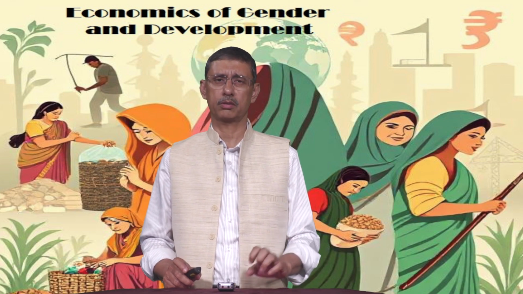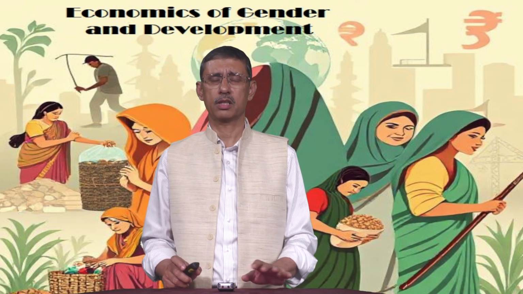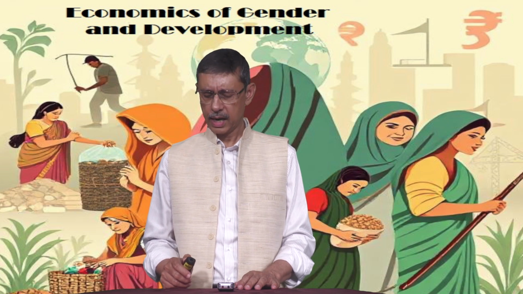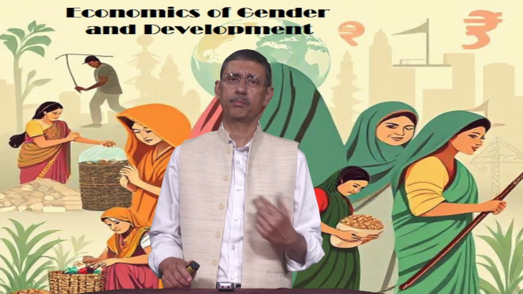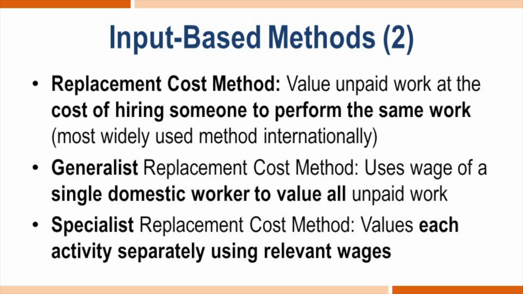So opportunity cost method is one, but it has certain limitations. The other input-based method is called the replacement cost method. In the replacement cost method, we try to value unpaid work at the cost of hiring someone to perform the same work. For instance, if you are cooking, you value it at the rate at which you would hire a professional cook to do the same thing.